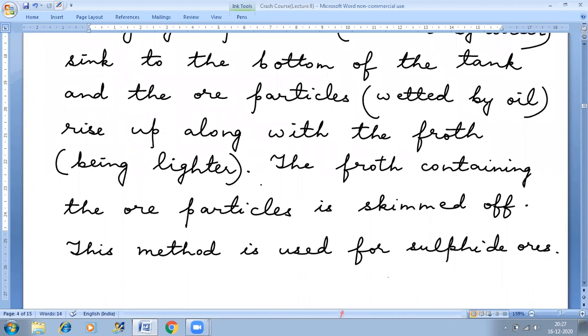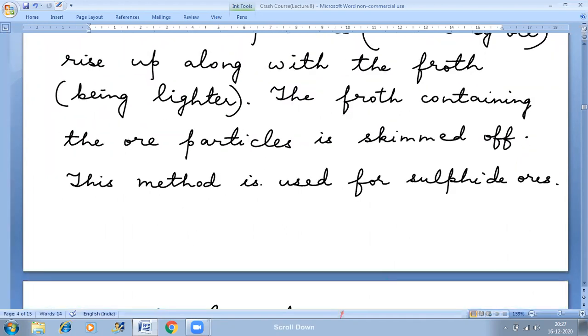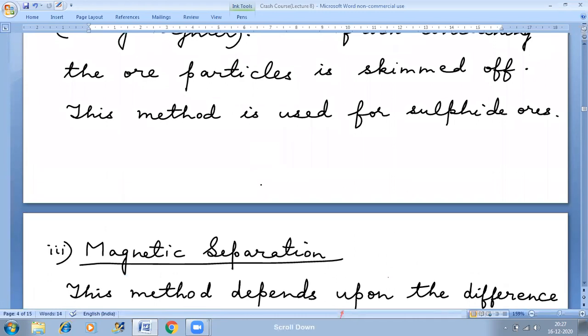This method is used for concentration of sulfide ores. So froth flotation is used for concentrating sulfide ores.